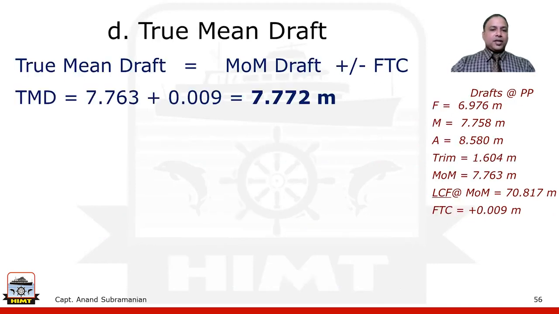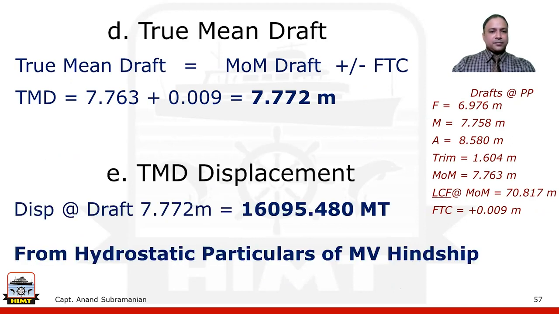Now to obtain the true mean draft, we have to add this first trim correction to the mean of mean drafts. So the true mean draft is equal to 7.763 plus 0.009, and that comes to 7.772. That's our true mean draft.